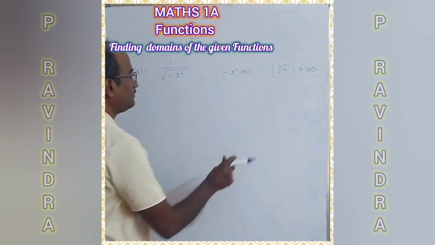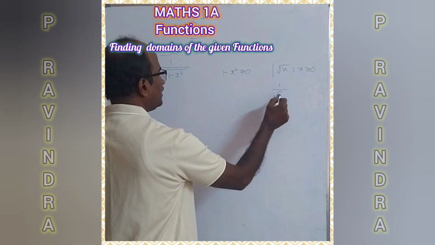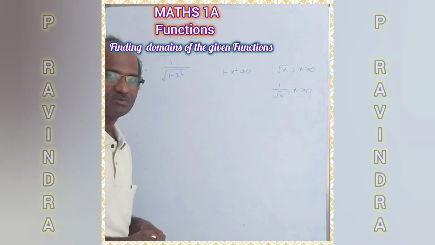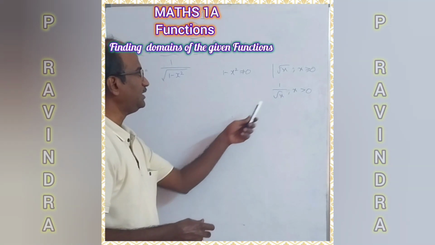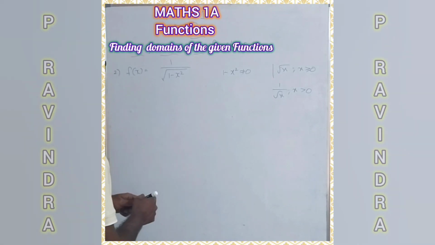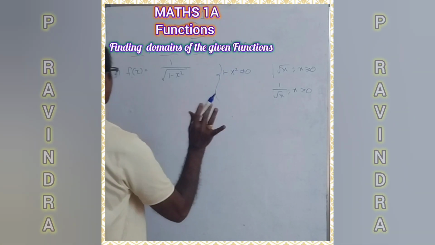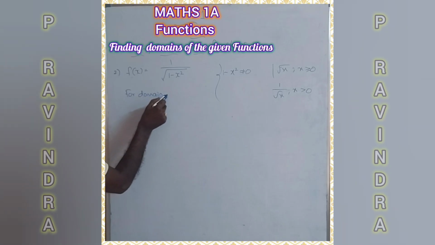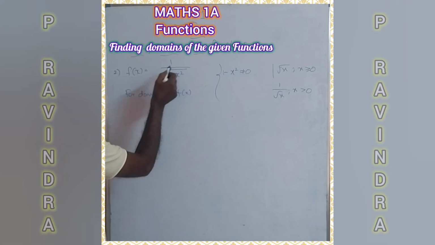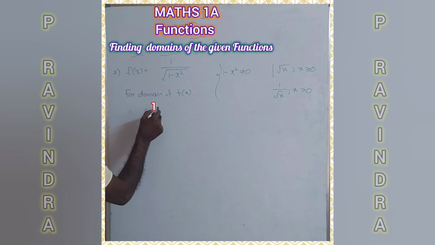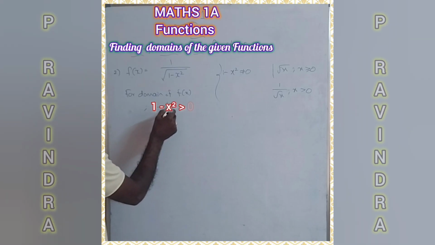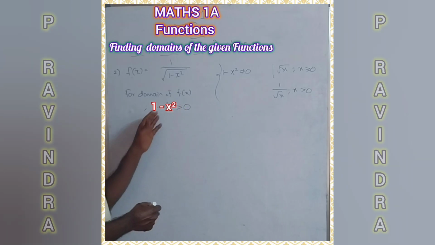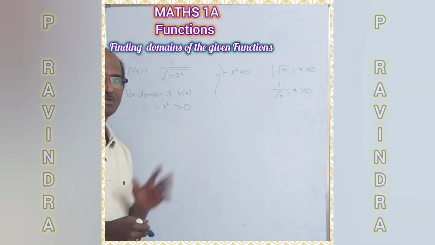But when it is in denominator, suppose if you are having 1 by root x, then x must be only positive. X must be only positive. It cannot be equal to 0. It can neither be less than 0. So according to this concept, you should write like this. For domain of f of x, which is given here, 1 minus x square must be strictly positive. Okay, this is first condition. So up to here, you will get 1 mark out of 2 marks.